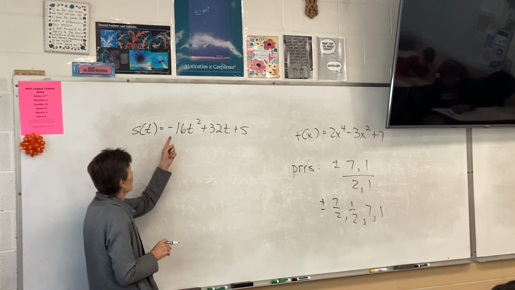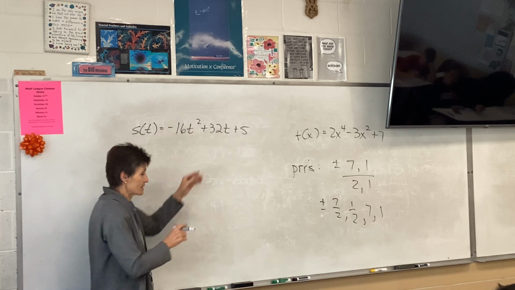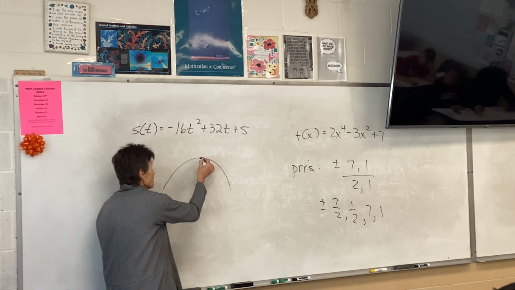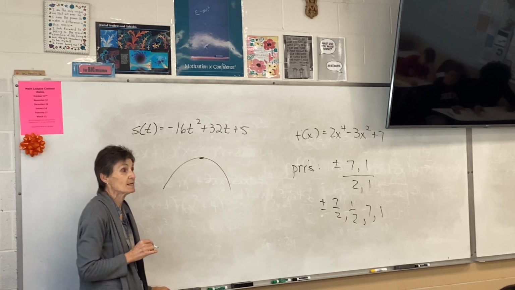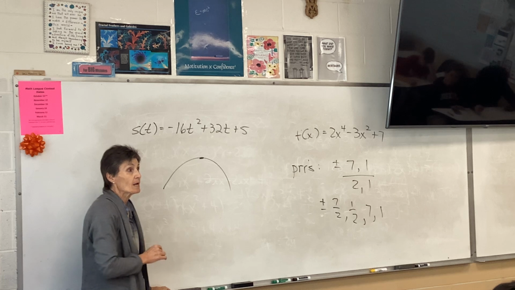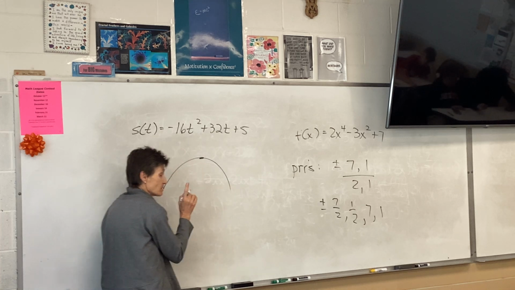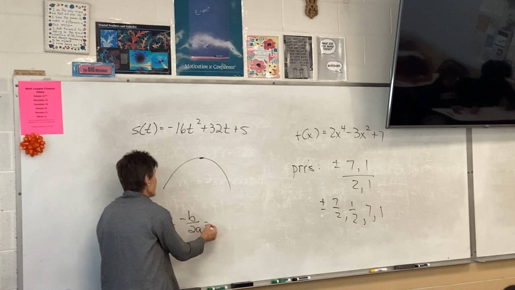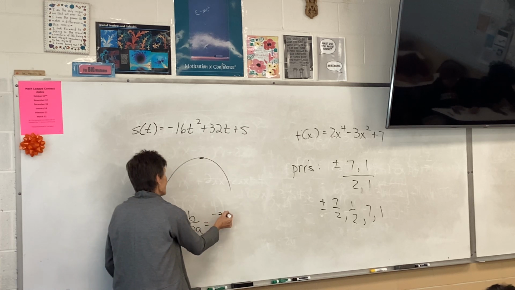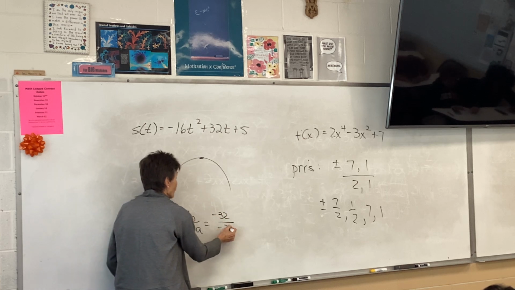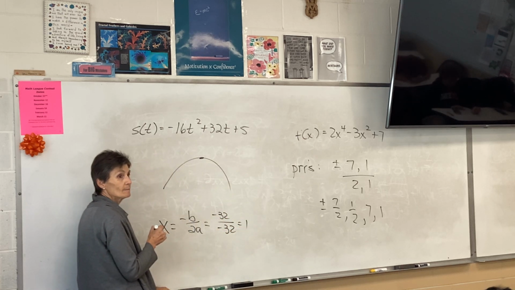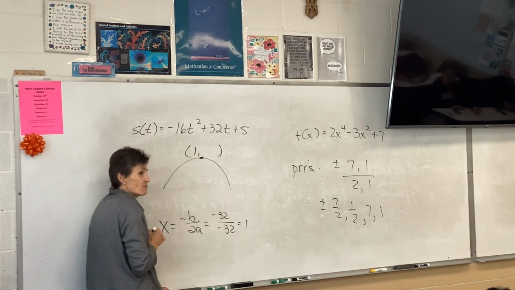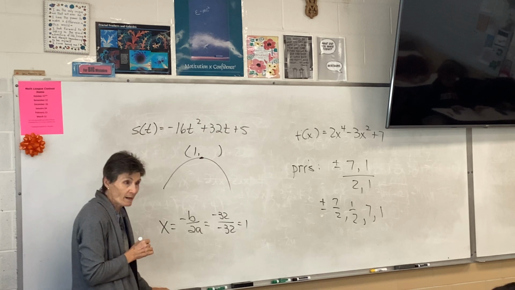Here's why. What shape is this? It's a parabola opening down. And the maximum is just going to be the vertex. And how do we find the vertex? Negative b over 2a, which in this problem will be negative 32 over negative 32, or 1. So whatever this point is, its x value is 1.